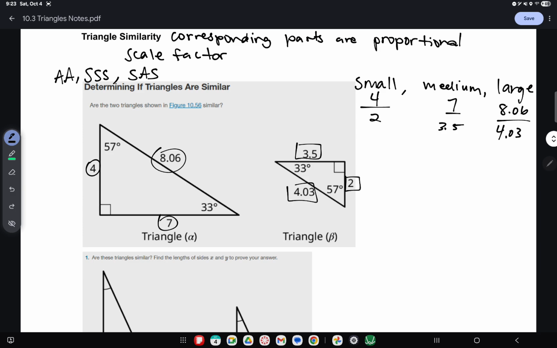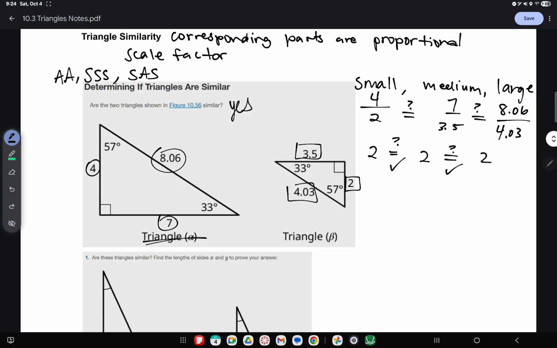So what we're going to do is we're going to see, are these proportions all the same? So 4 over 2 reduces to 2. 7 divided by 3.5 is also 2. And 8.06 divided by 4.03 is also 2. So I can turn those question marks into check marks. They are all the same. So they are similar. So are they similar? Yes.